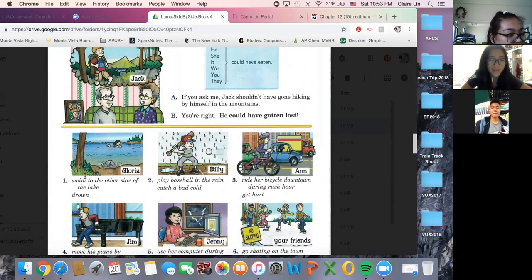Okay, I'm gonna do number 1, and we'll do the same thing. Okay. So, Gloria shouldn't have swum to the other side of the lake. She could have drowned. Okay. Do you get the concept? Or the structure? Anyone want to do number 2? And it tells you the person's name in the corner. Billy didn't have to play baseball today. You're right. He could have coached.